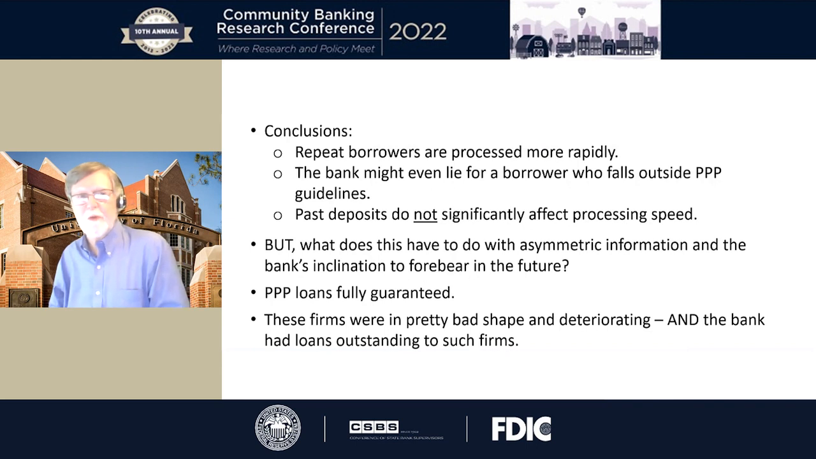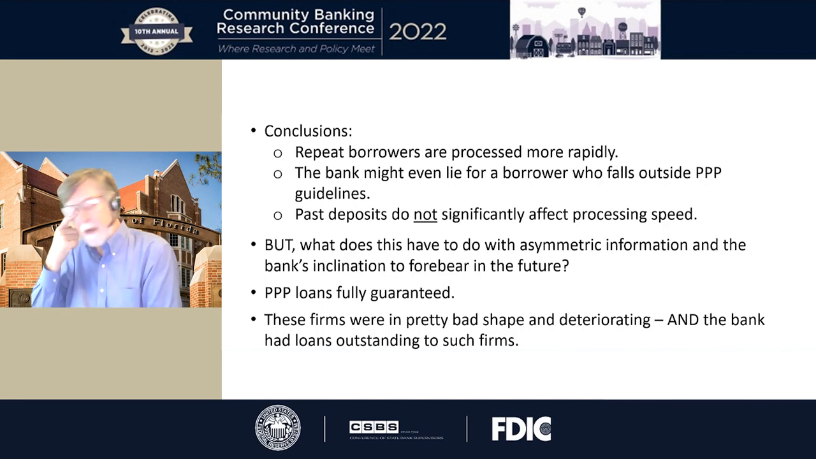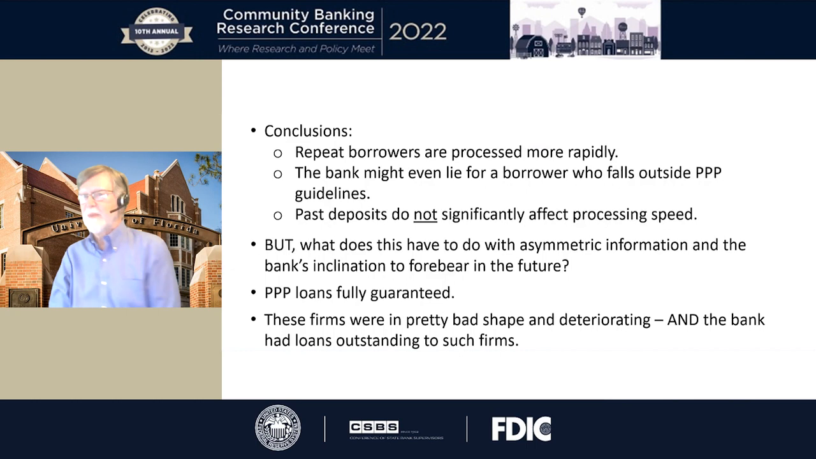Next, please. Daniel concludes that repeat borrowers are processed more rapidly. Past depositors are not particularly processed more rapidly. The bank might even fib a little bit for a borrower who falls outside the PPP guidelines, or maybe just pass through an application that they have suspicions about. But the important point is that past loans matter, past deposits don't. But I'm not sure in the current context what this processing rapidity or the larger loan has to do with asymmetric information, because the information here is the same for all borrowers who get PPP loans.